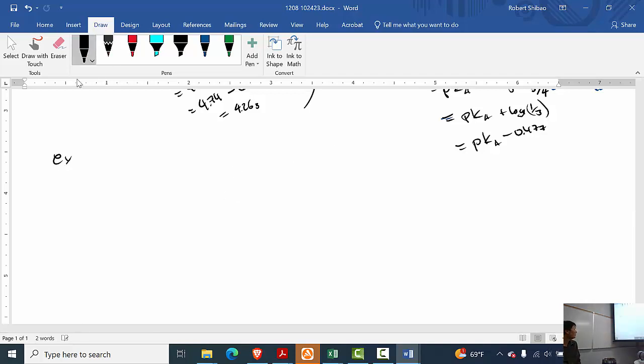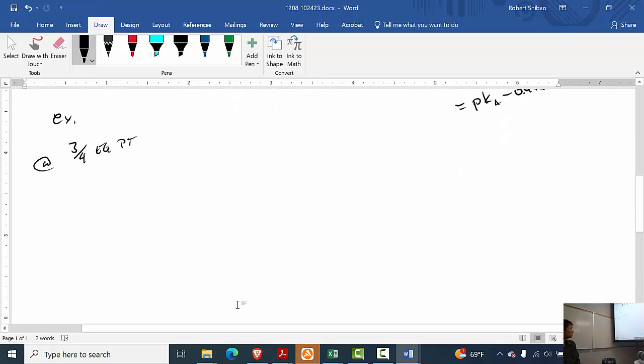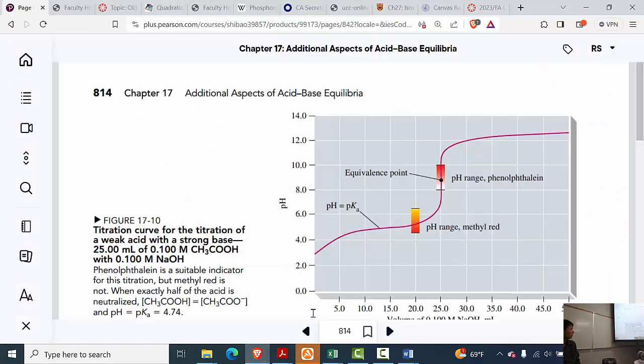The next example will be the 3/4 equivalence point. So if I'm at the 3/4 equivalence point, how many milliliters is that? We'll have to figure that out. Actually, let's just take a look at this curve here, because it's a little easier. At the halfway point, we're at 12.5. And so at the 3/4, it'll be another 6.25 beyond that. So that's 6 and 12 is 18.5 plus a quarter, 18.75 milliliters.